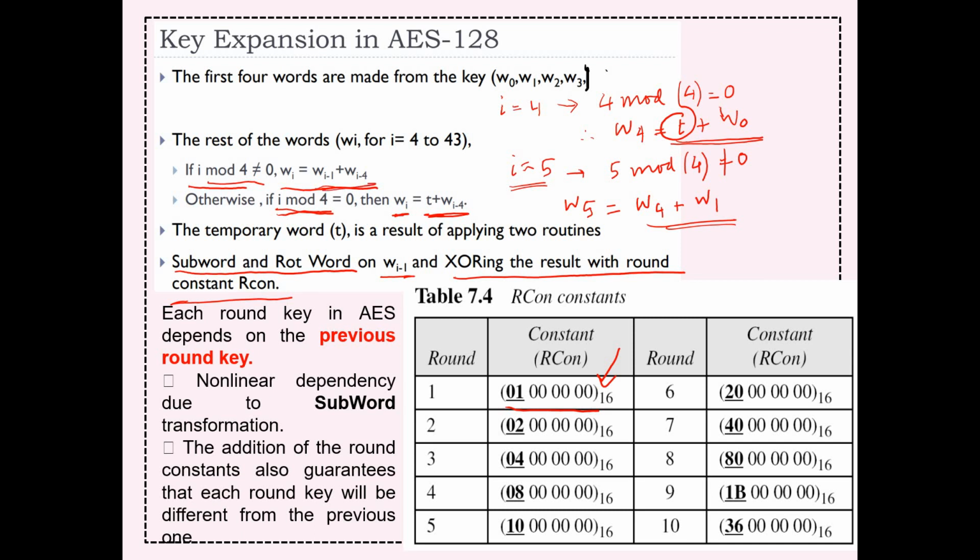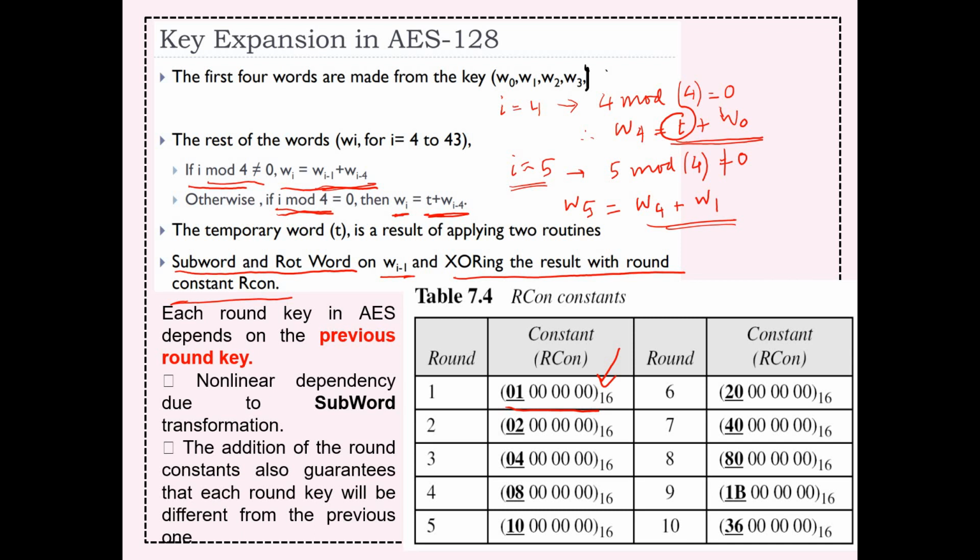This is a generic relationship: w(i-1) plus w(i-4). This is for odd values. And for the even values, the leftmost entry in general will need a temporary array or temporary key, plus the round constant or the previous word, and we will generate the key. Confused, I know. I'll take the example and let me show you how it is done.